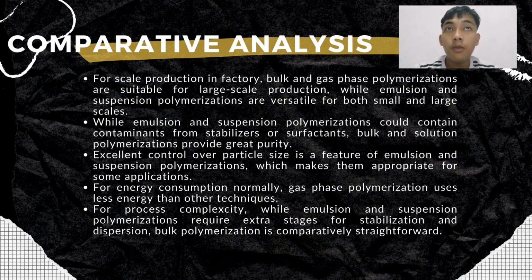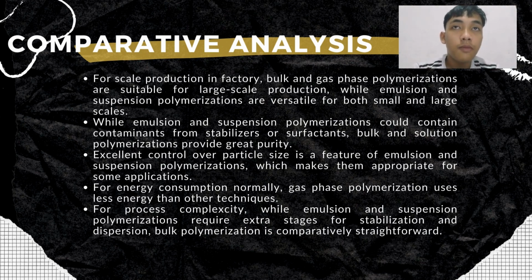Firstly, for the scale of production in factories, bulk and gas phase polymerization are suitable for large scale production, while emulsion and suspension polymerization are versatile for both small and large scale. Second, while emulsion and suspension polymerization could contain contaminants from stabilizer or surfactant, bulk and solution polymerization provide great purity.